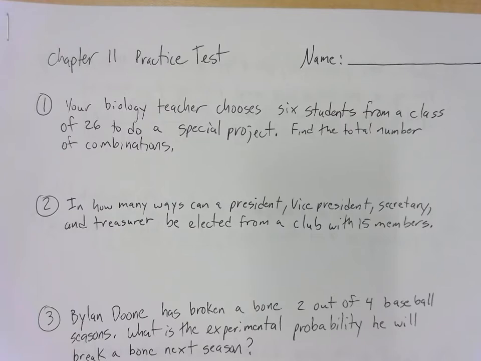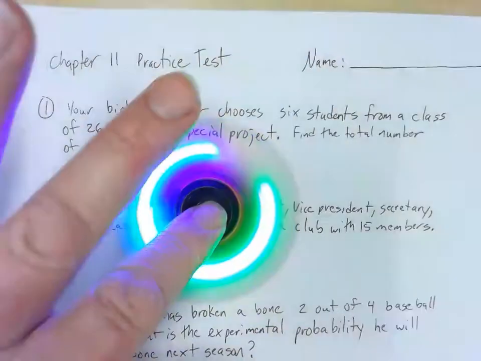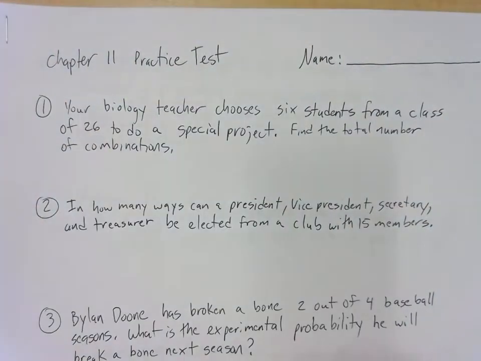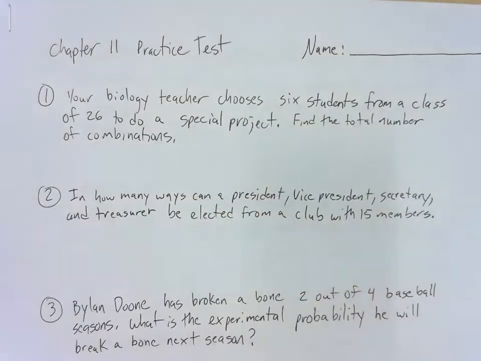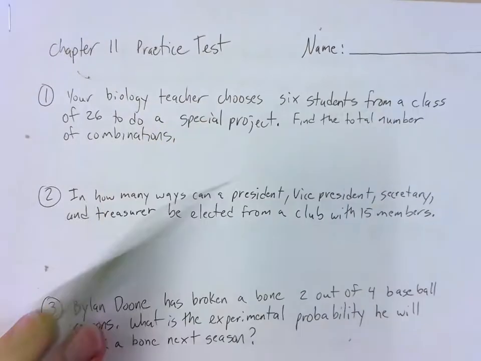Alright, welcome to the Chapter 11 practice test. I'm pulling out all the stops in this video. We got fidget spinners, we got church mice, we got flowers, woo!